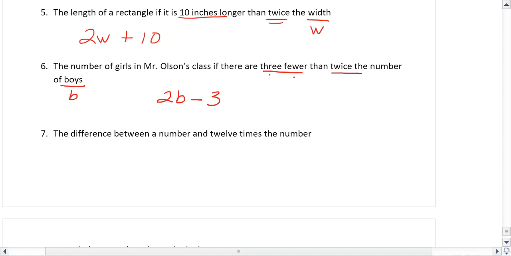Okay, number 7 says the difference between a number and 12 times the number. When it says a number, again, any variable you want, I'll just call it x. The word difference means subtract. So we want the difference between our x and 12 times that number, again, x. Difference means subtract: our number minus 12 times that number, 12x.